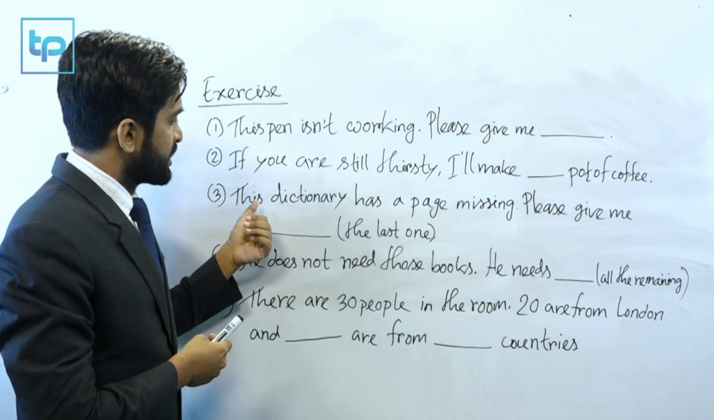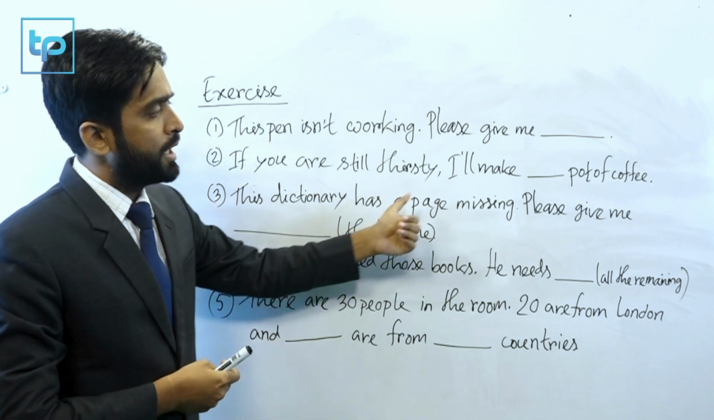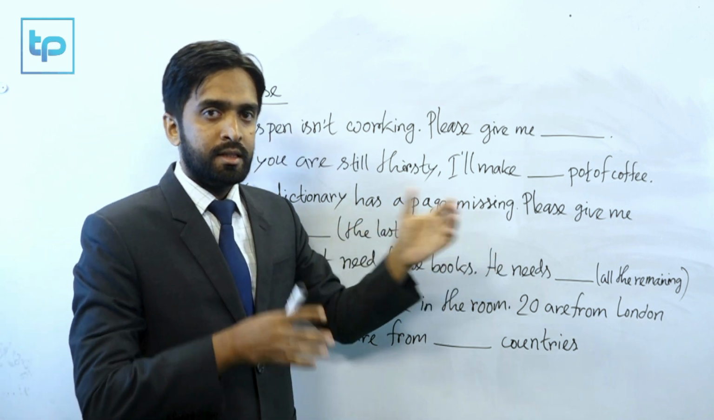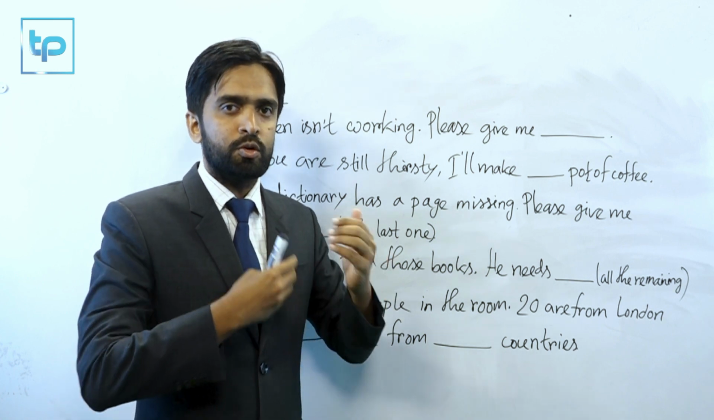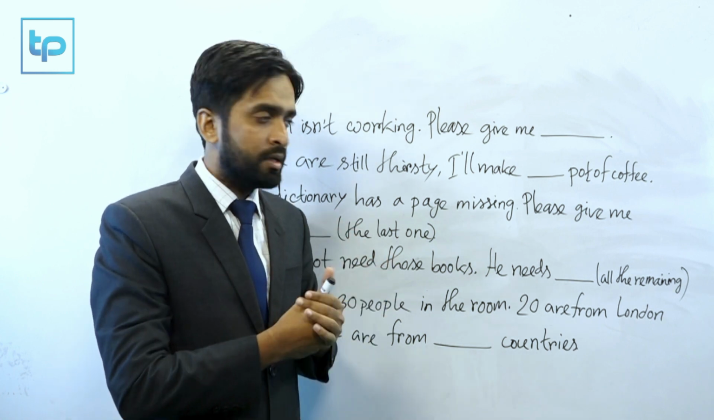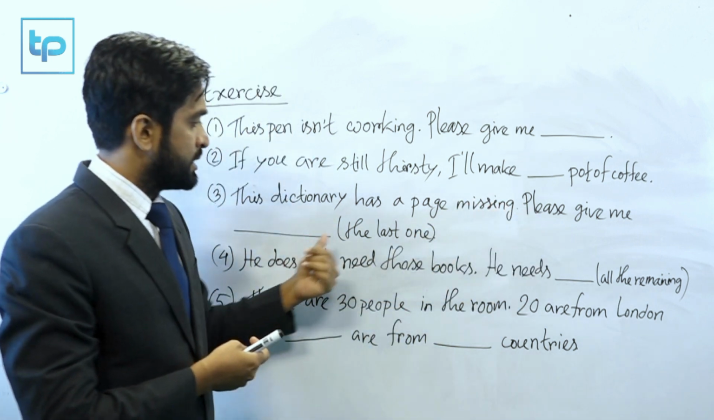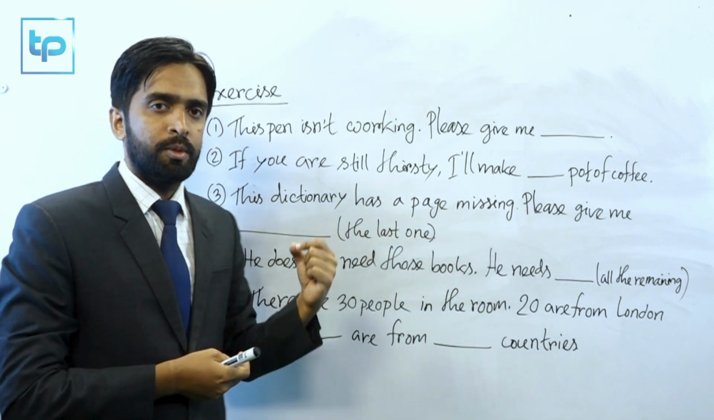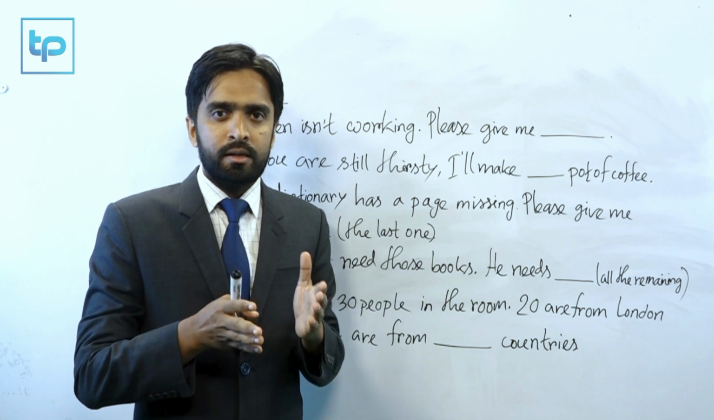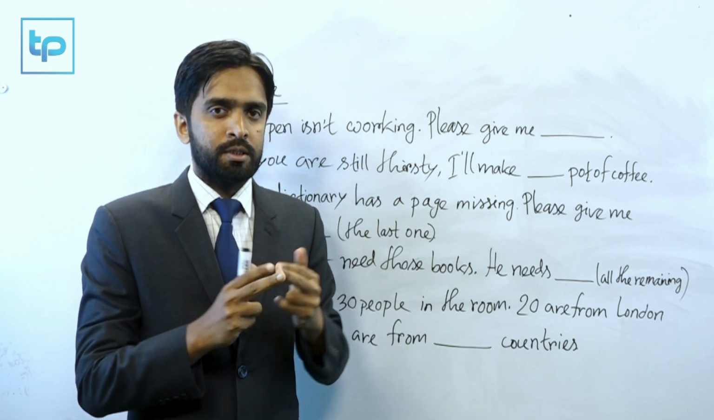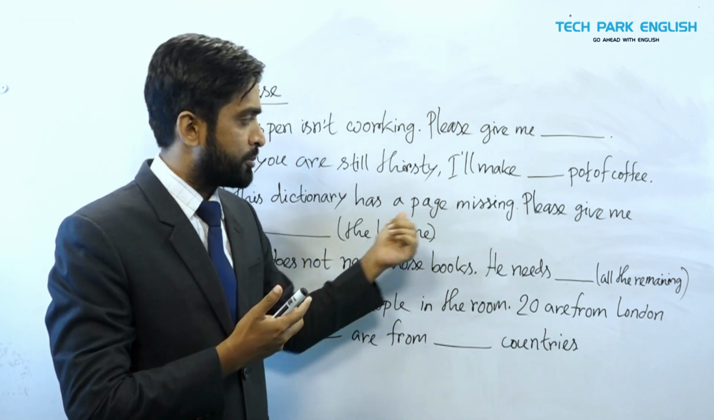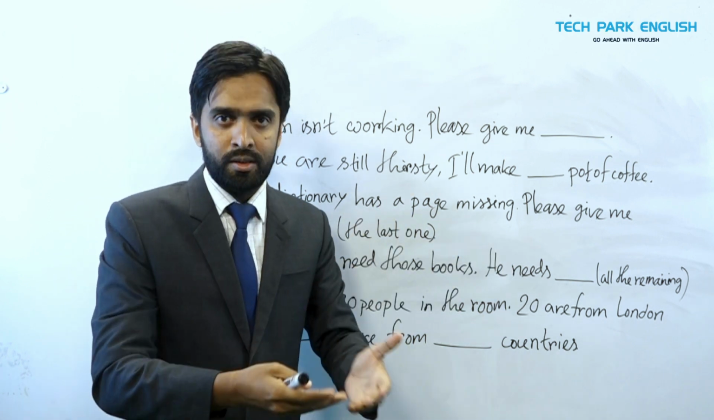Number 3, this dictionary has a page missing. That means this dictionary has a problem. So you do not want to buy this dictionary. Please give me dash, the last one. Maybe you are buying a dictionary from a shop and maybe they have 2 dictionaries. But the first one has a page missing, so you need the other one, right?